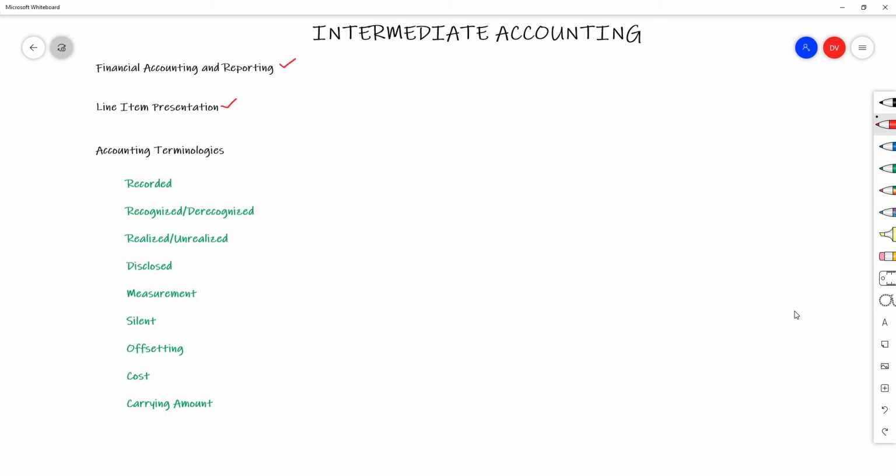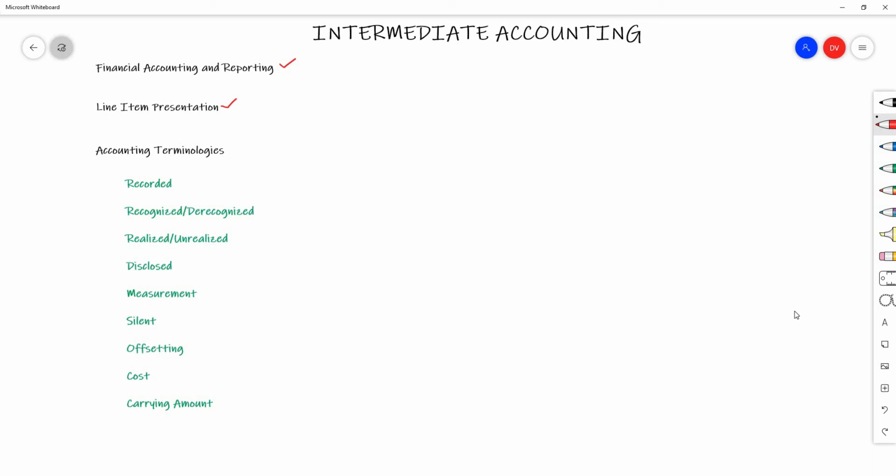So, what is line item presentation? Line item presentation means that line items should be grouped into a single reportable account. As opposed to your Accounting One where you have a lot of accounts in your financial statement, for financial accounting and reporting, or Intermediate Accounting as they say, we have line item presentation.